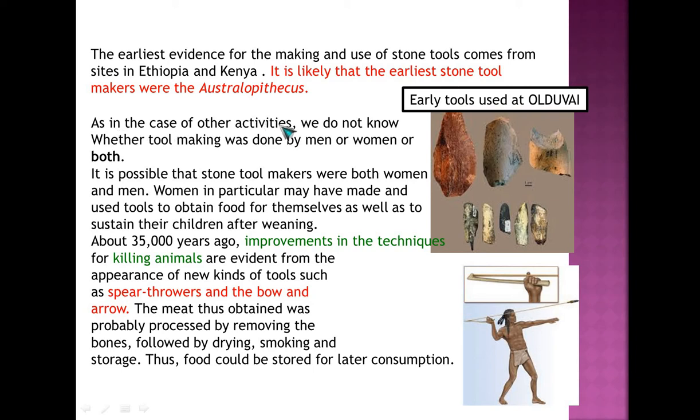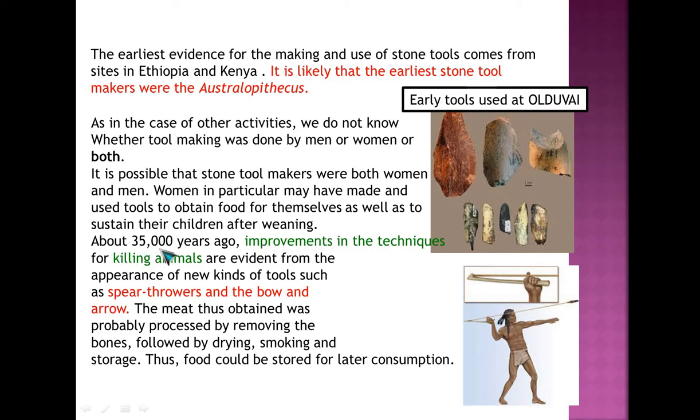So, as in the case of other activities, we did not know whether tool making was done by men or women or both. That is not very clear. How can we find out through the fossils or the tools that were discovered? It is possible that both of them used it, for making something, for throwing at animals, for hunting and gathering. So probably it was used by both. And women in particular might have used tools to obtain food, to cook food, and to sustain their children after weaning, after they were no longer dependent on the mothers.